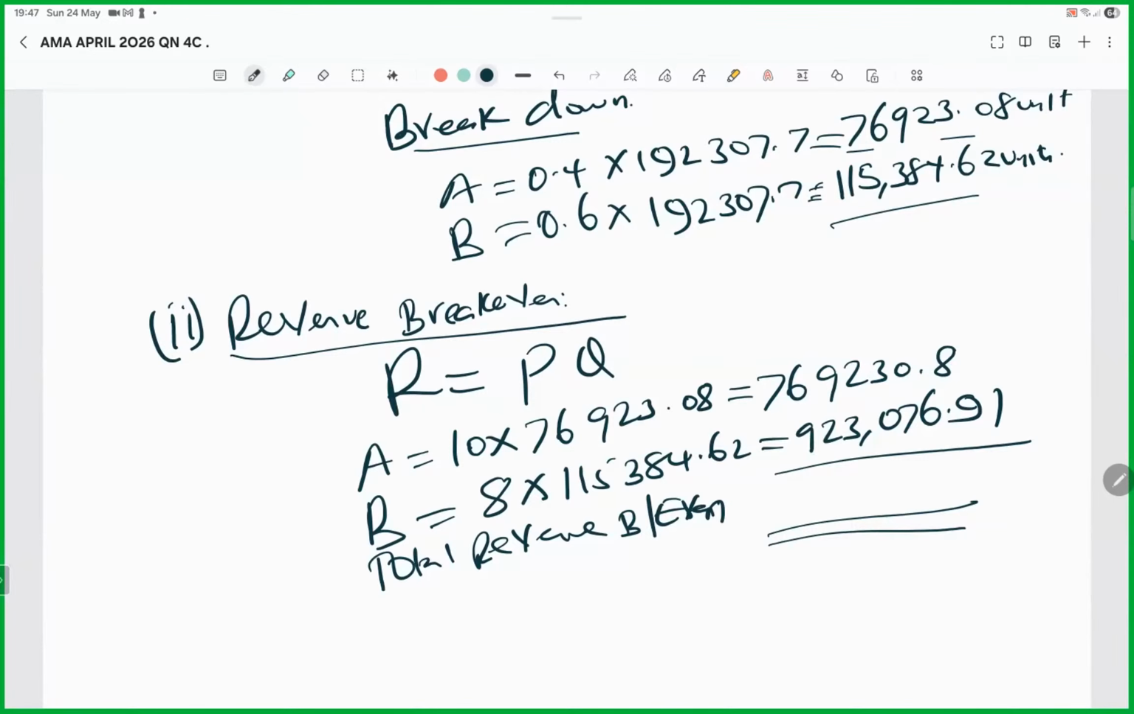So the total, please add the 2 to get the total. Revenue break even, 92,307, 6.91. So now I want the total. I want the total now. Please add the 2 to give us revenue break even before we break.